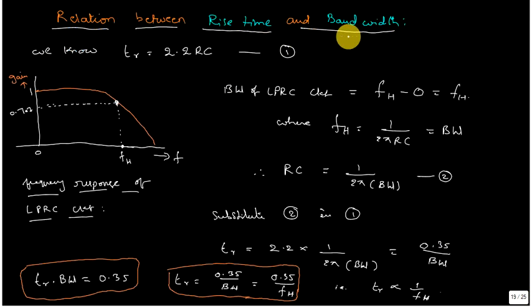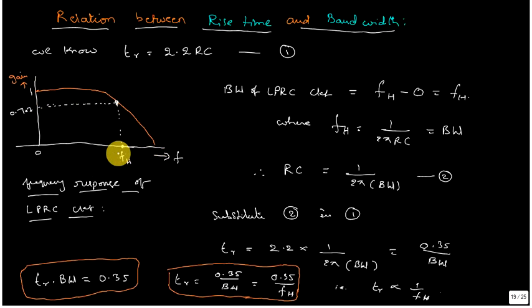We have already calculated bandwidth of low pass RC circuit. Bandwidth of low pass RC circuit we calculated from the frequency response, when a sinusoidal input is applied. So this is the frequency response of LPRC circuit. LPRC circuit acts as a low pass filter which passes all low frequencies up to a cutoff frequency. That cutoff frequency is called the upper cutoff frequency fH. So this is fH. This is the frequency response curve for the low pass RC circuit or low pass filter.